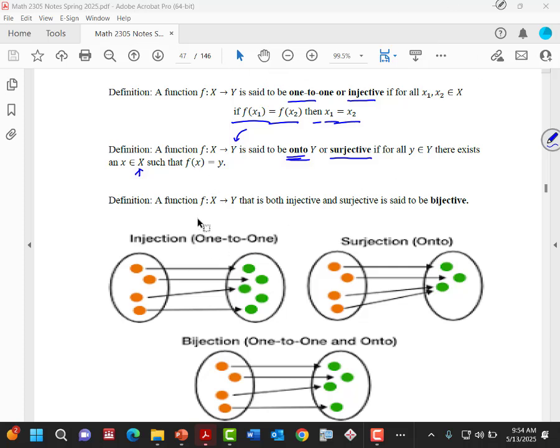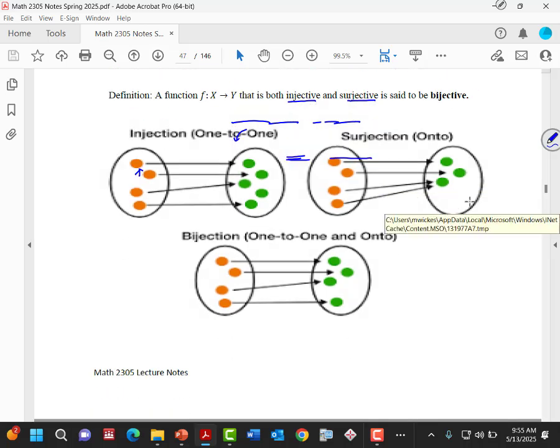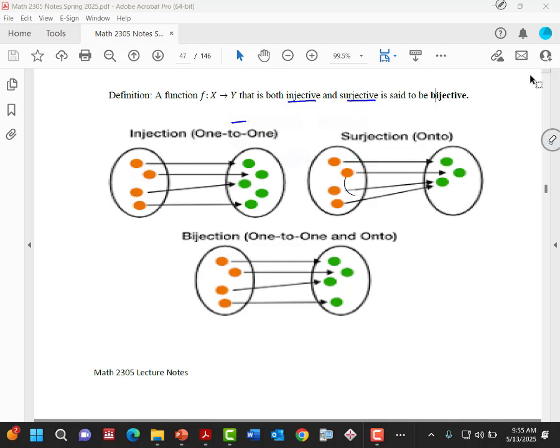A function f mapping X to Y that is both injective and surjective, so both one-to-one and onto, is said to be bijective. This prefix bi simply meaning two. So functions that are one-to-one and onto are often called bijective functions. So let's take a look at this little example right here, this little illustration.